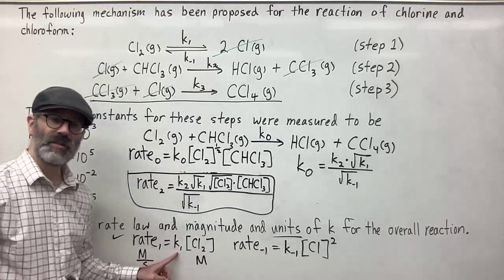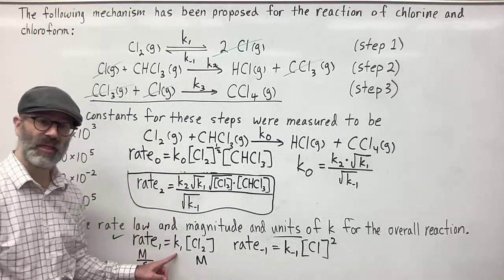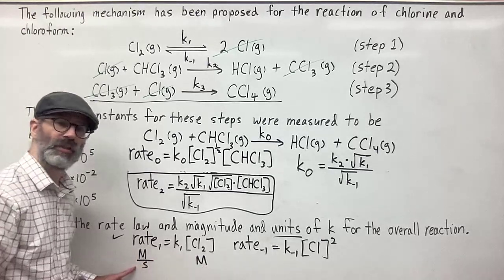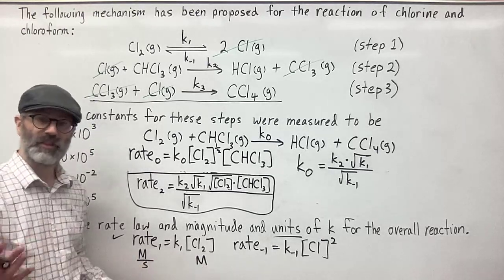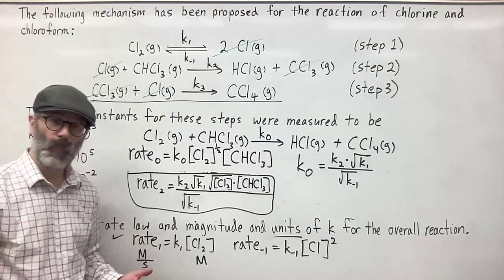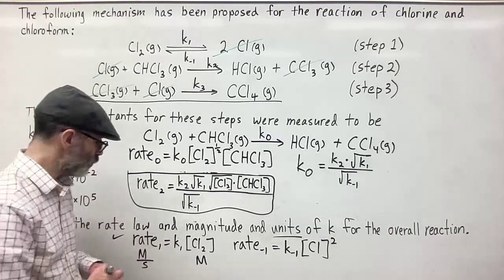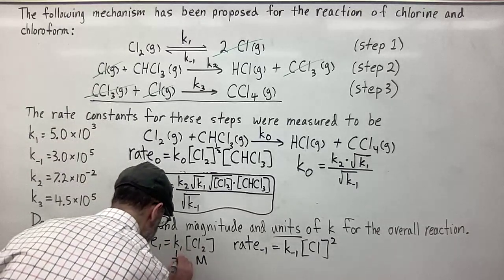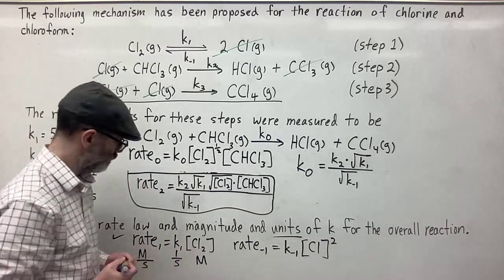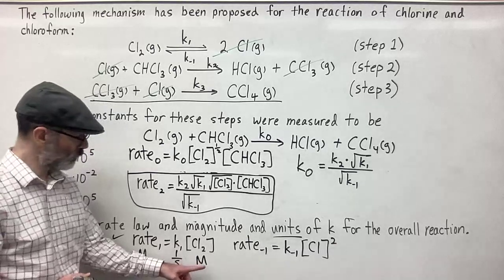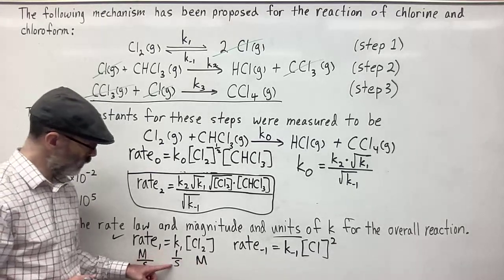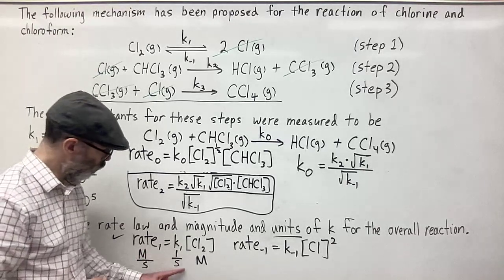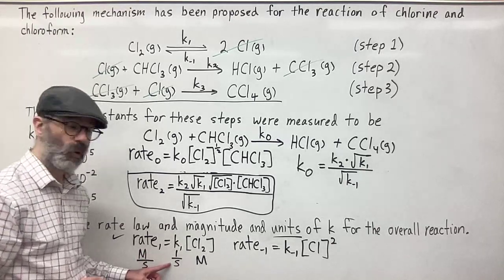So what does K1 have to be if we multiply it by molar to get molar over seconds? That's right, you guessed it. Per second, so 1 over seconds. So K1 would have to be 1 over seconds. You see that? Now if I multiply molar times 1 over seconds, I get molar over seconds. So I figured out what the units for K1 are.